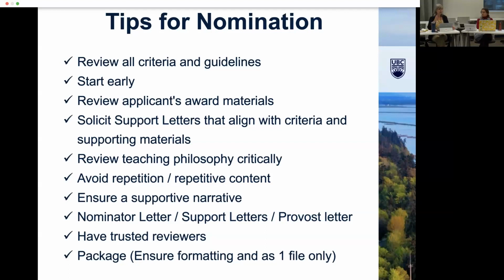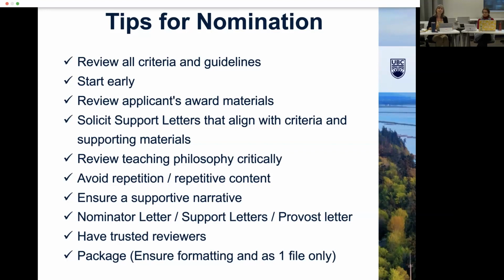It's almost like you start when you start teaching: start your reflections about your teaching, collecting evidence, reflecting on your student evaluations and how this is helping you to make changes and adjustments. Start collecting your materials, the content that you're going to put into that award package. And we talked about it a little bit, Raymond, every committee, especially for the bigger awards, but even our internal awards, you want to have letters of support that align with the criteria and your supporting materials, and you don't want it to be repetitive.